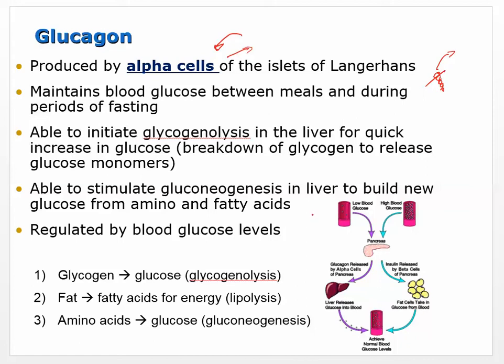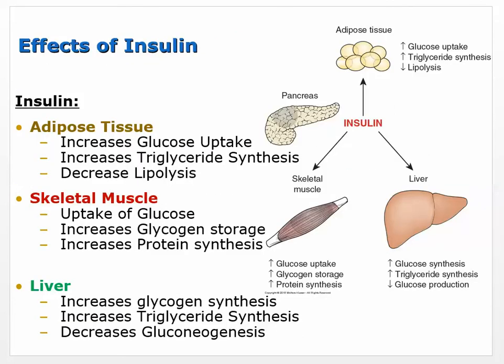And overall, the release of glucagon is regulated by glucose levels. And then I have down here some definitions, sort of. Glycogen to glucose is glycogenolysis. Fat to fatty acids for energy, that's lipolysis. Lysis means to cut, so you're breaking down fats and releasing fatty acids, and those fatty acids can be used as energy as well. And then amino acids to glucose is gluconeogenesis.